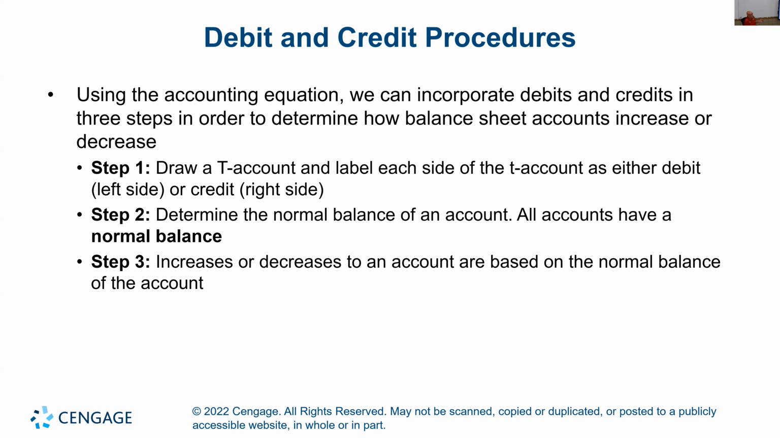If a debit makes it increase, if we make a debit entry, if we put it on the left side of that account, it makes it go up. If we put it on the right side of the account, it means it's decreasing in value. So that's why we increase or decrease the account based on the normal balance.